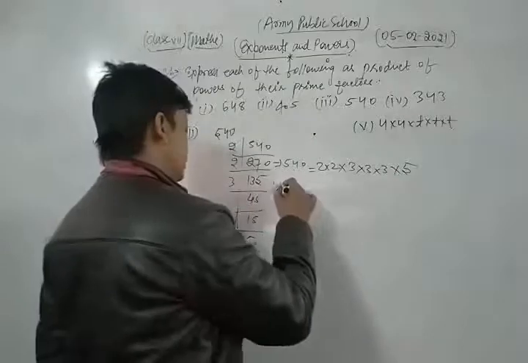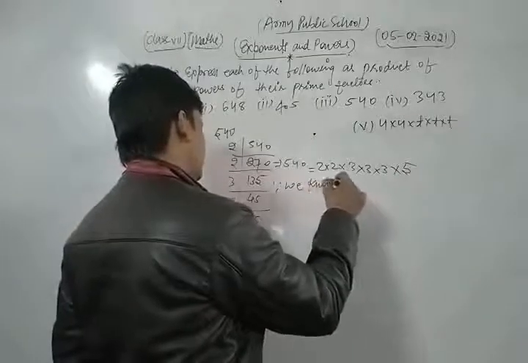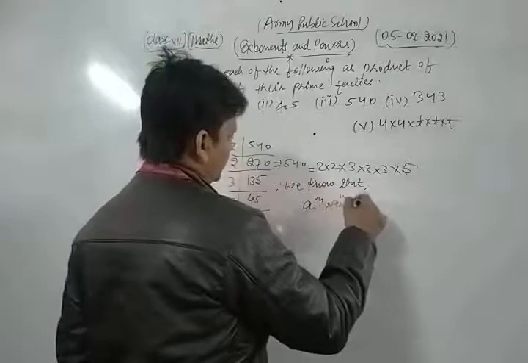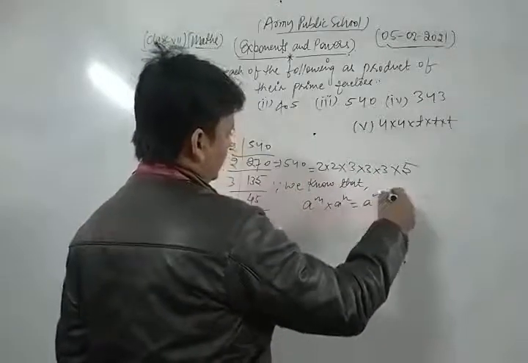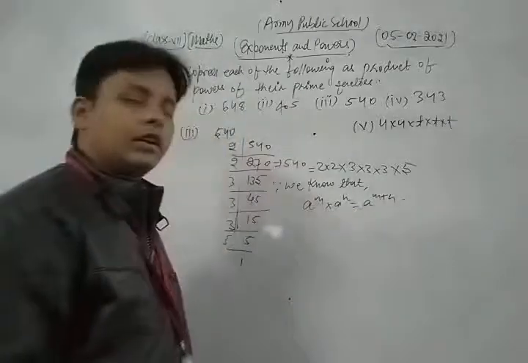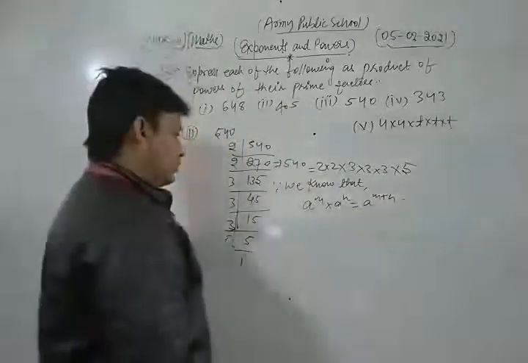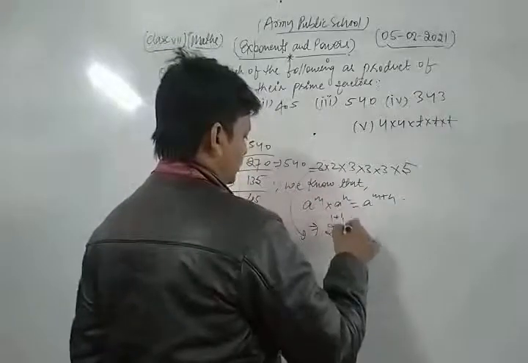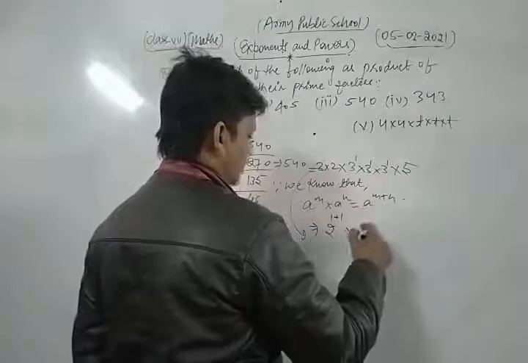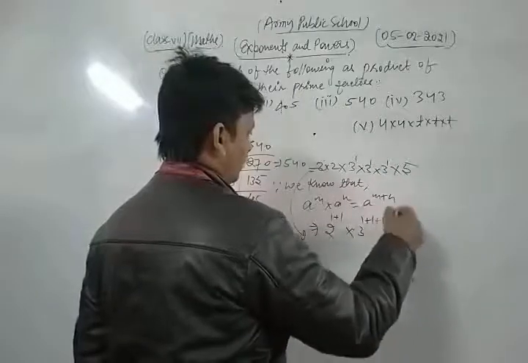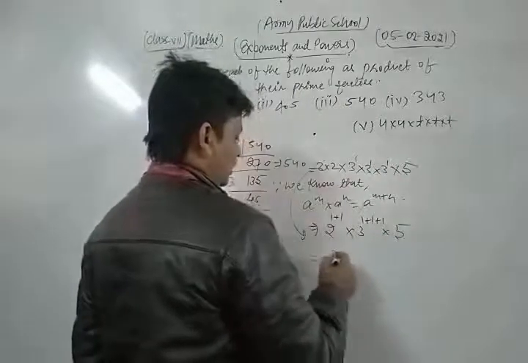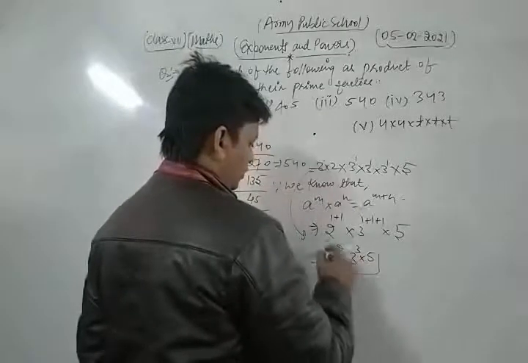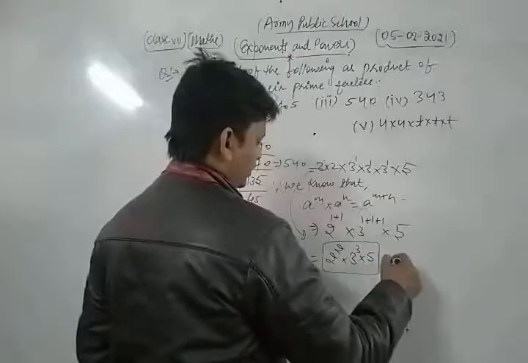Now, since we know that a to the power m into a to the power n is equal to a to the power m plus n. We know the laws of exponent. So here we apply the same concept. So we get 2 power 1 plus 1 into 3 power 1 plus 1 plus 1 into 5, as it is. Thus we get 2 power 2 into 3 power 3 into 5. So this is the required solution of the given question.